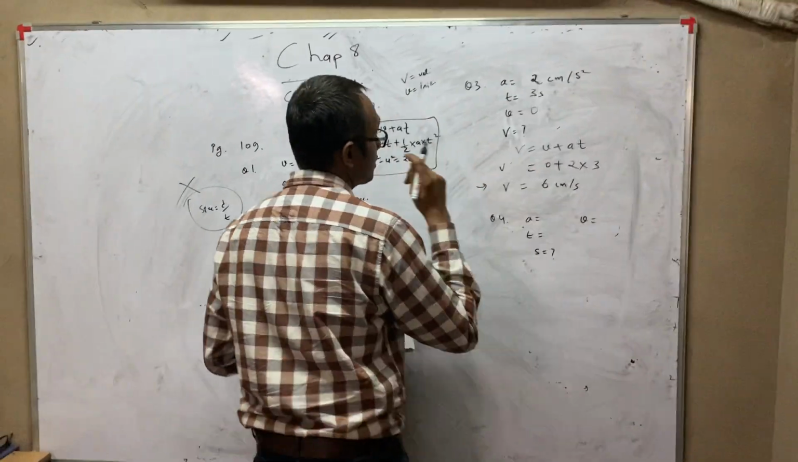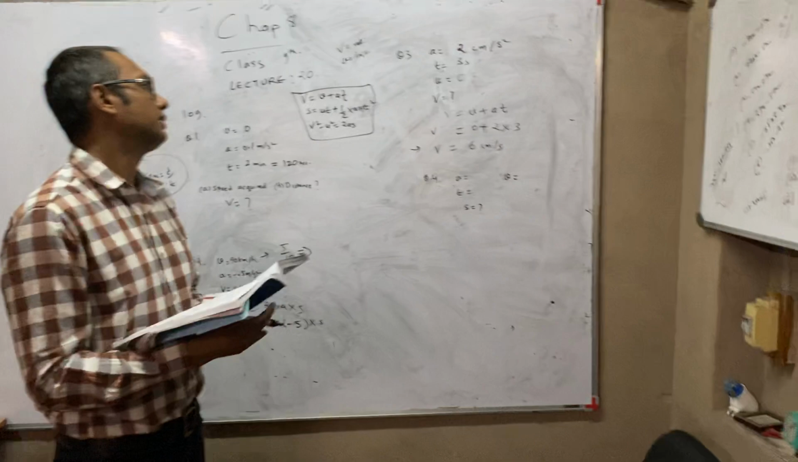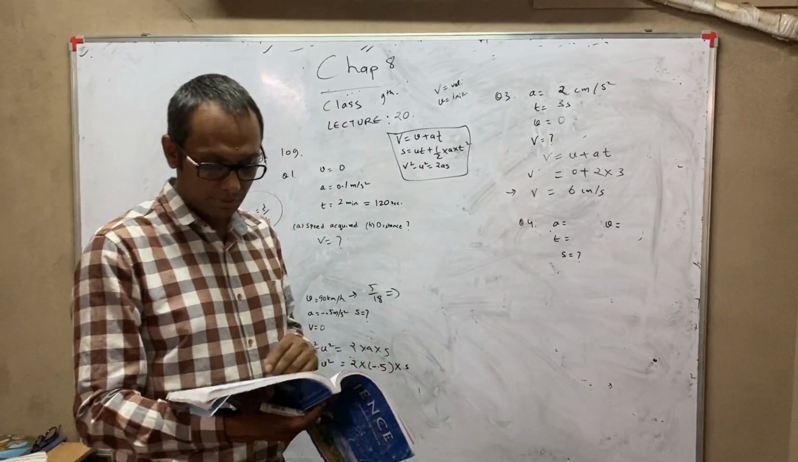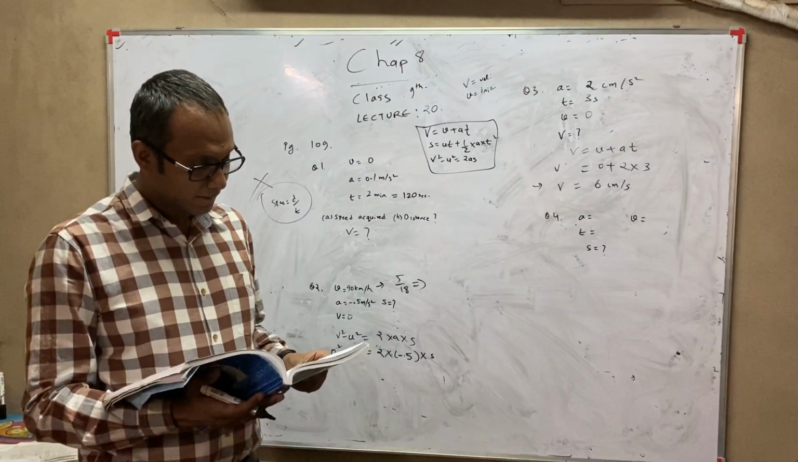Okay, this was a very small sum, so we just finished it here and there. You just have to find v and everything was given. So this was a straightforward sum.